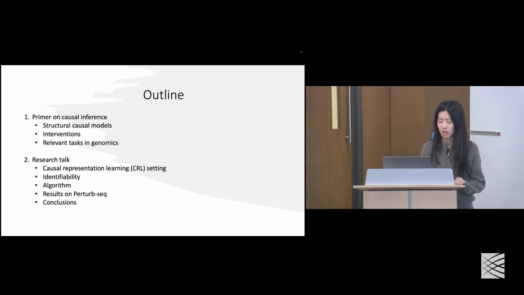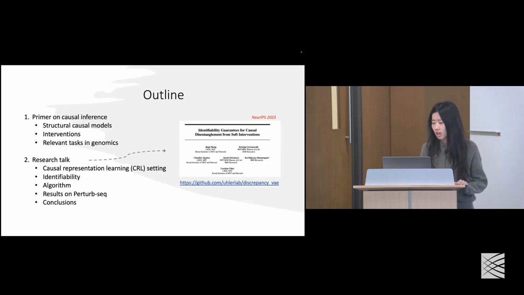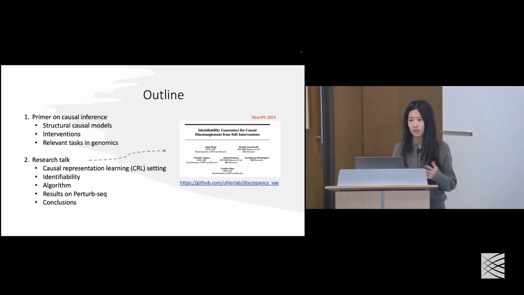For the second half, it's going to be a research talk on a recent paper in Europe. This is a joint work with people at IBM. For this part, I will first introduce the causal representation learning setting, and then I'll give a contrast to the traditional causal inference setting, and you will see why it makes sense and why there are difficulties to study them. And then I will cover the identifiability part of this talk, and then I will talk about algorithms, and then I'll show some results on perturb-seq data, and I'll draw conclusions.